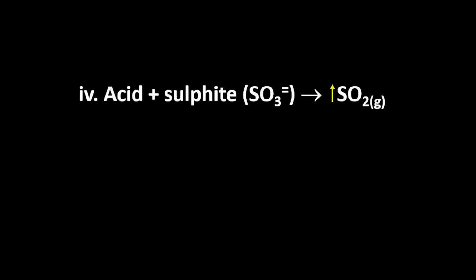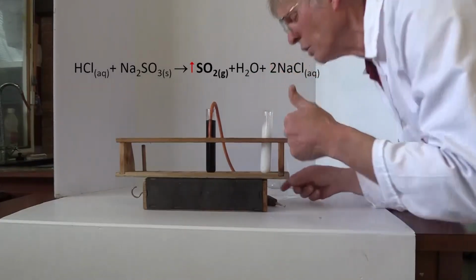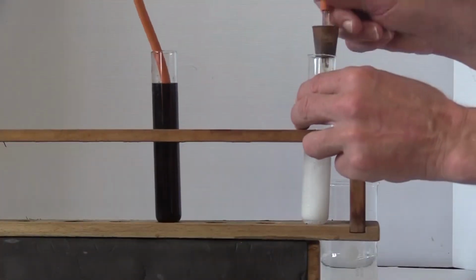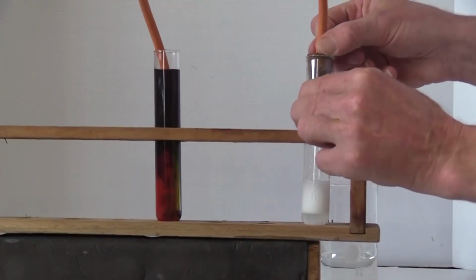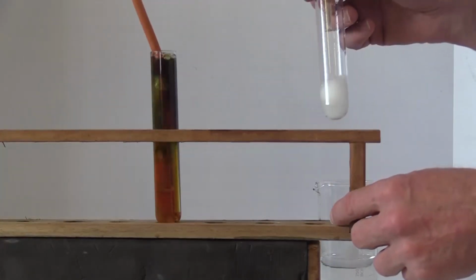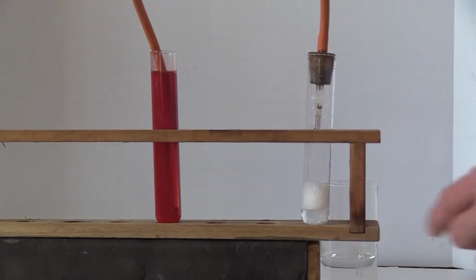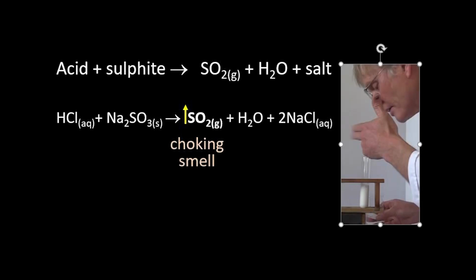Number 4. Acid plus a sulphite salt reacts to form sulfur dioxide. We add the acid to the sulphite. Yep, it's a choking smell, and sulfur dioxide is acidic, and we see how it changes universal indicator from purple to pink. Hydrochloric acid plus sodium sulfite reacts to form sulfur dioxide plus water plus sodium chloride.